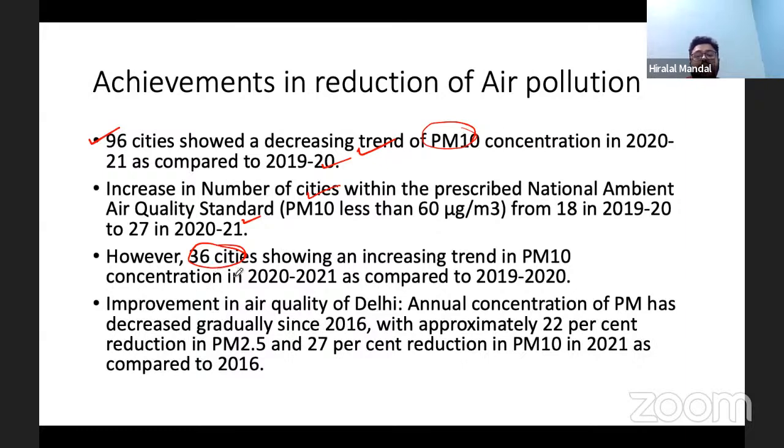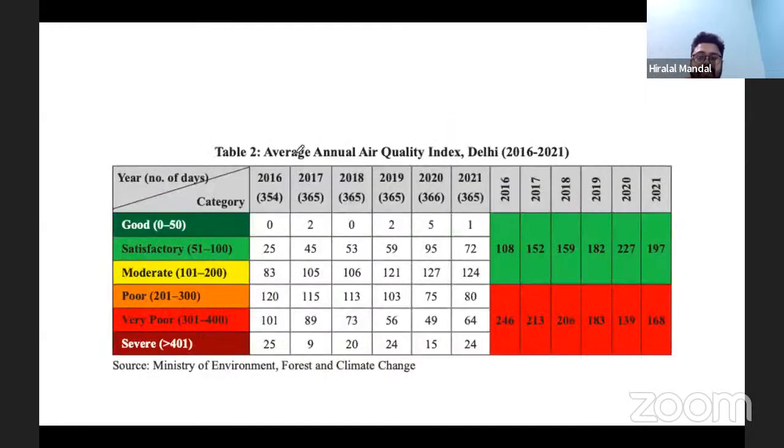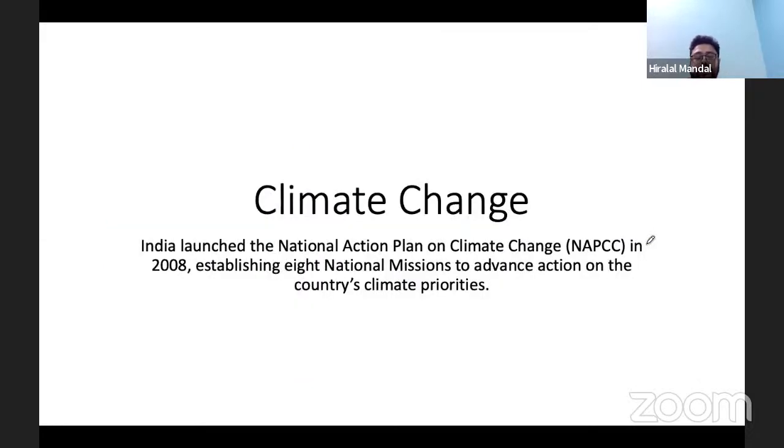With respect to the air quality of Delhi, here you can see the PM concentration has gone down with the figure that is mentioned. Look at the average annual air quality index in Delhi from 2016 to 2021. It is at a satisfactory level, and the standard is continuously improving. So that's the status of the average annual air quality index in Delhi, which suggests that it has improved.